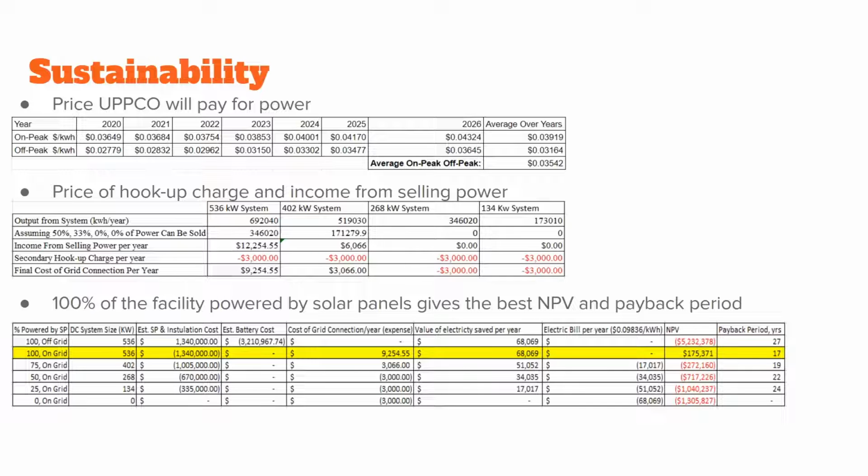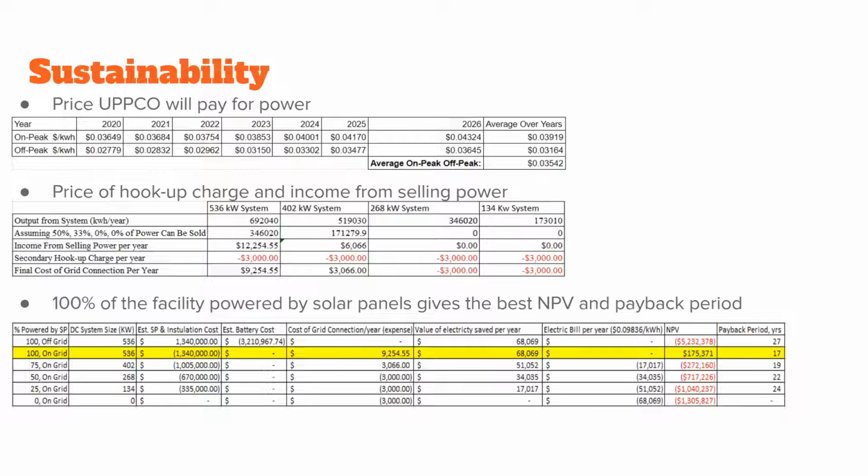And so then using that, you look at the price of the hookup charge and the income from selling power. I assume that for the full system, 50% of the power would be able to be sold, since the tanks won't always be full, so they won't require the full power the whole time. So this is the income from selling that power, minus the charge of the hookup. And then this is the final cost of the connection per year. This table at the bottom brings it all together, and you can see that the best value was having solar panels capable of producing 100% of the required electricity, while still being connected to the grid.